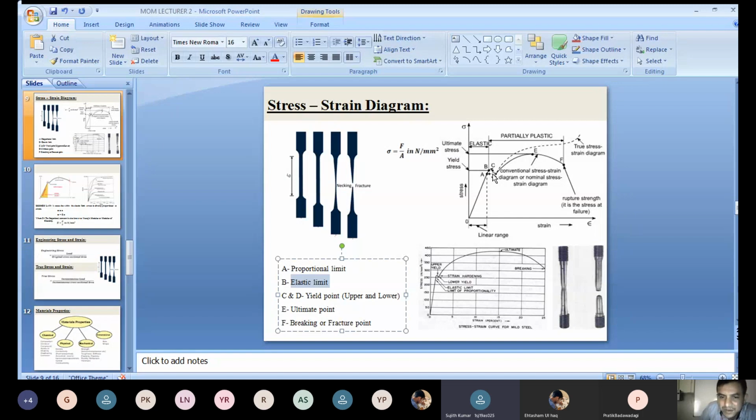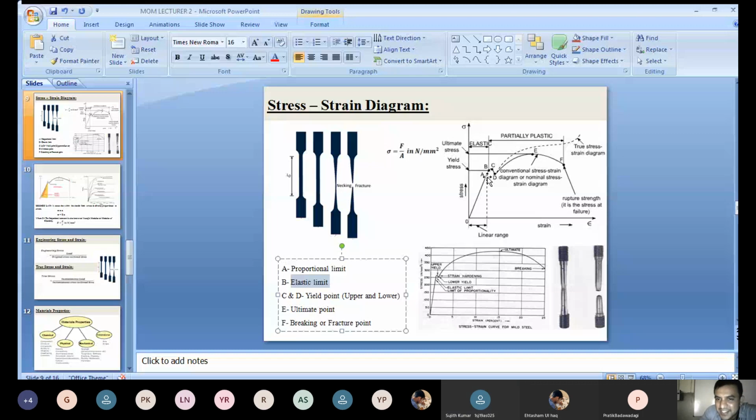Fracture point, right. Fracture, sir, means it is split into two components. It will not withstand any load. It's a failure. Okay, sir. Sir, another question. What is the use of this graph, sir? Applications. Okay, I'll come here.